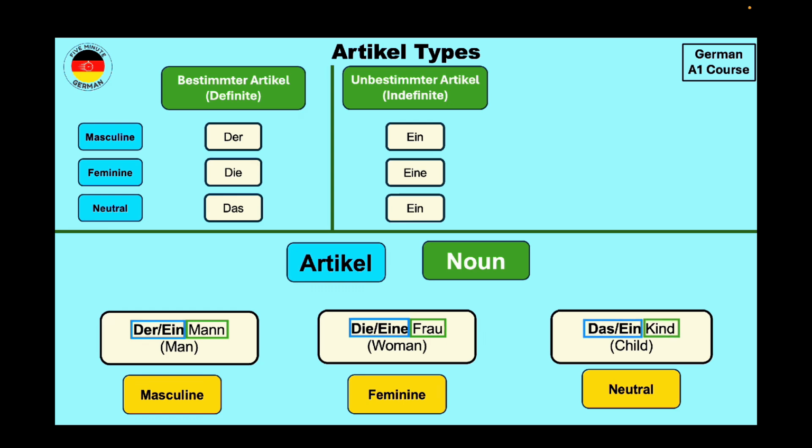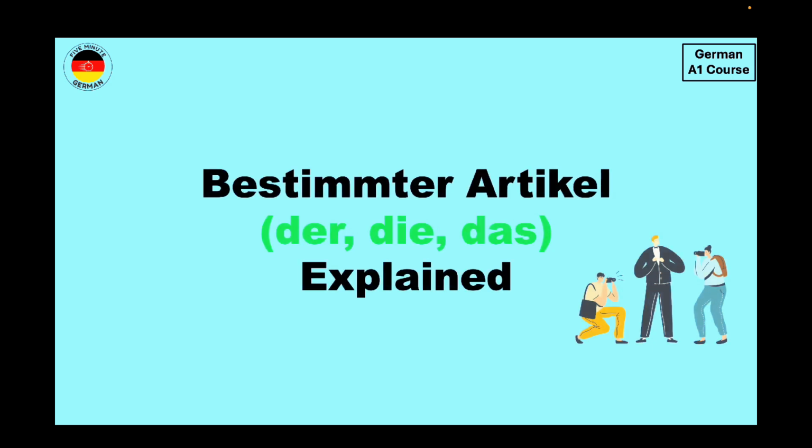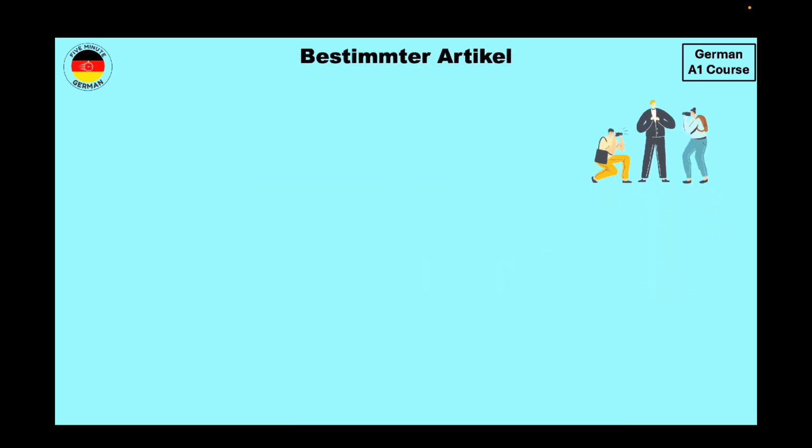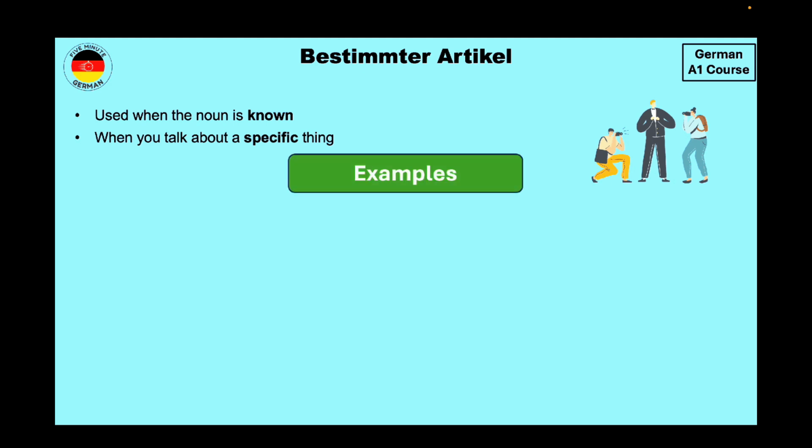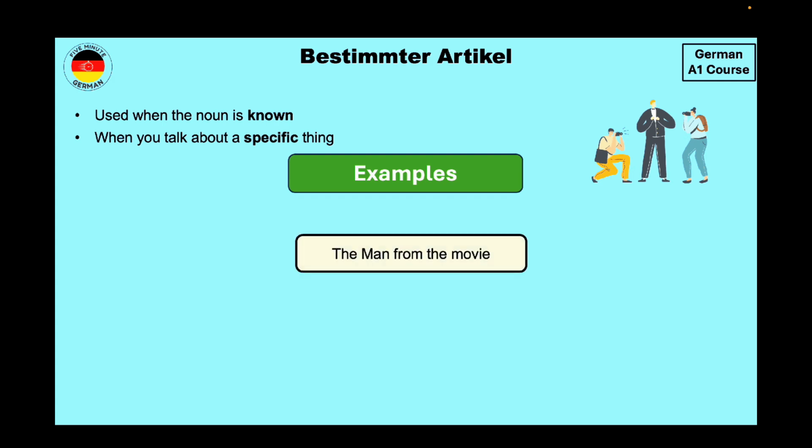Now let's go into more detail about Bestimmter Articles, which are der, die, and das. A Bestimmter Article is used when the noun is known or when you talk about a specific thing. Let's understand this with a few examples. If I have the sentence, the man from the movie, this means that I am talking about a specific man who is from the movie and not about any man.